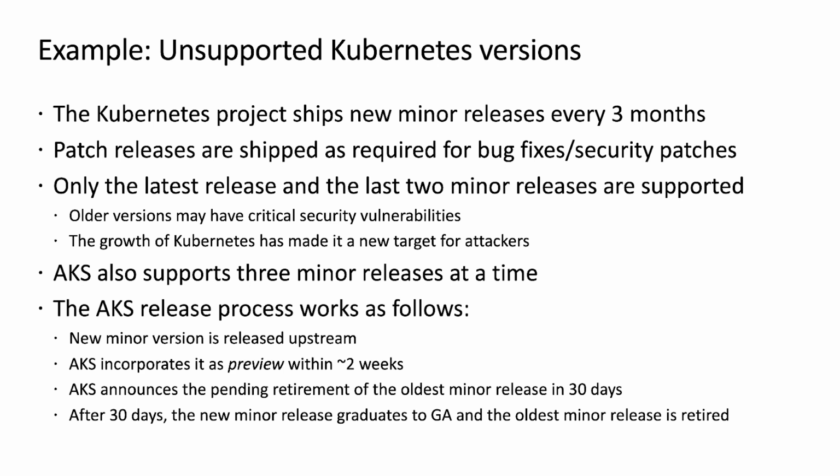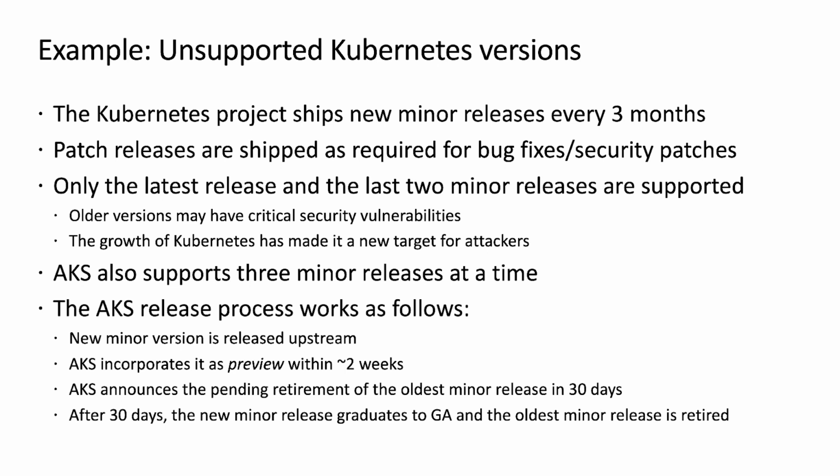In the upstream project, only the latest release and the last 2 minor releases are supported. So at any given time, you've got roughly the last 9 months of releases being supported. What this means is that if you're running a version that is older than that, you may be running one that has critical security vulnerabilities, certainly potentially performance issues and other bugs. But security vulnerability is obviously the most important here.